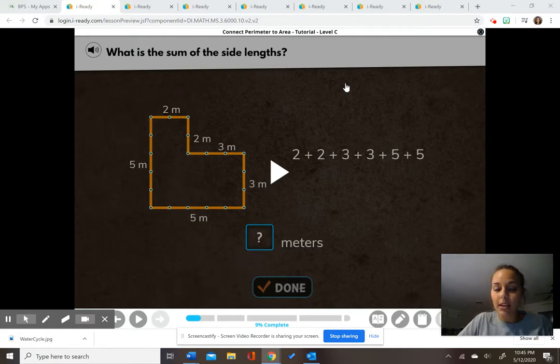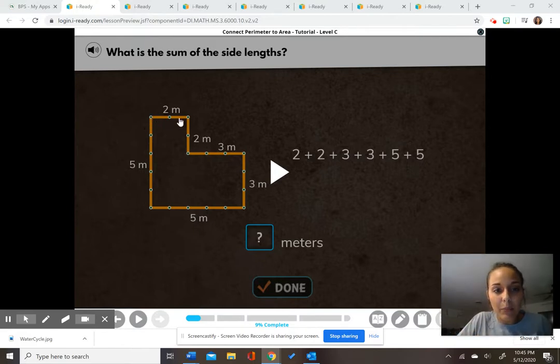The key here is that when we're learning about what perimeter is, area is the area inside. So that's what we were measuring before, how many squares would be inside of here. But now we're talking about perimeter. Perimeter is something totally different. You can use the same information, but it is a little bit different.